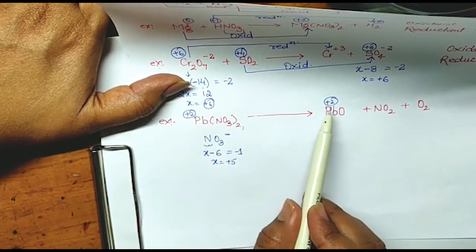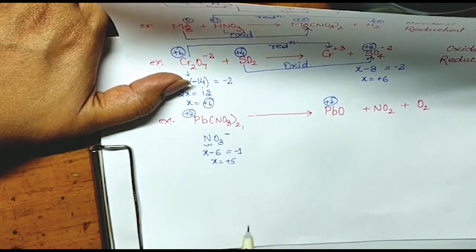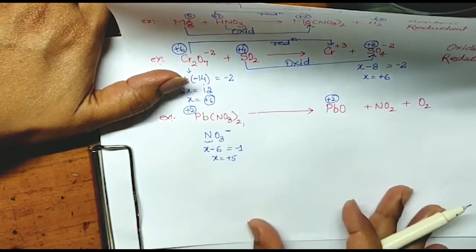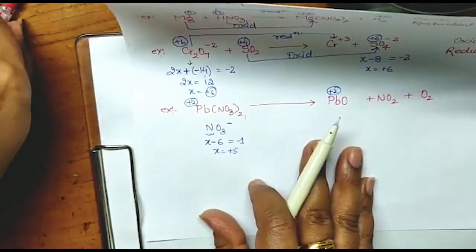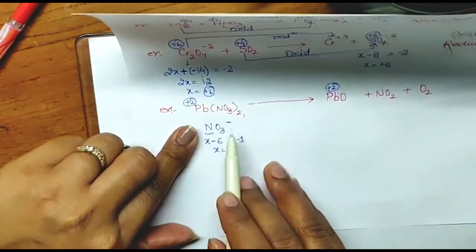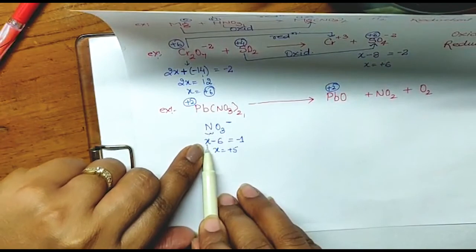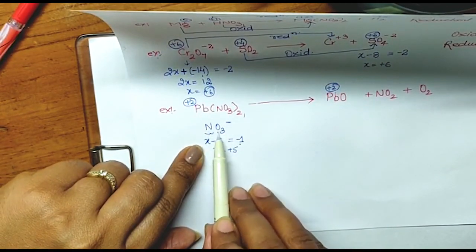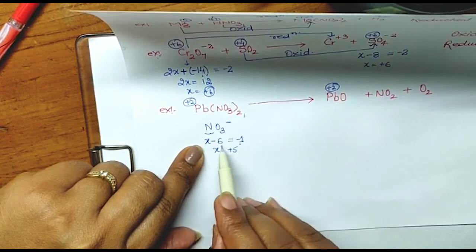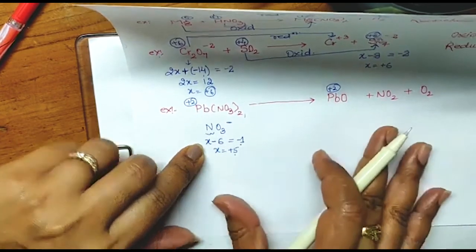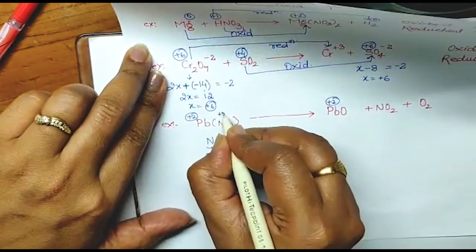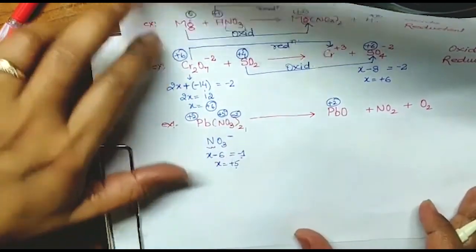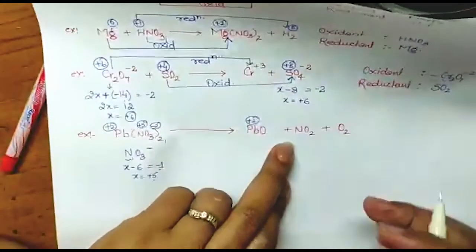See, the Pb charge is not changing, so we have to find the other atoms also. That means we have to separate this into nitrogen and oxygen. For this, what I have done: NO3, we know that it has minus 1 charge. Suppose that X is the nitrogen, the total charge is minus 1. And 1 oxygen has minus 2, so 3 oxygen will have minus 6. Solve it, you will get this. So this nitrogen is plus 5, and this oxygen has minus 2. Got it?